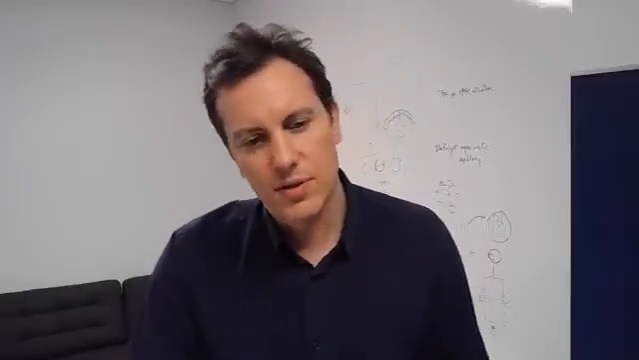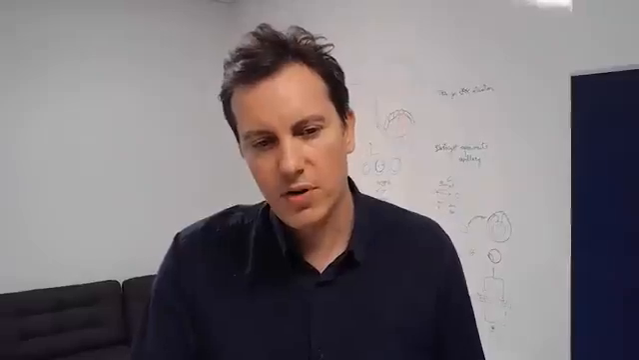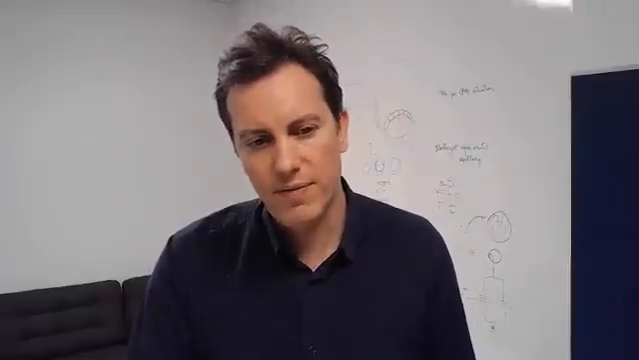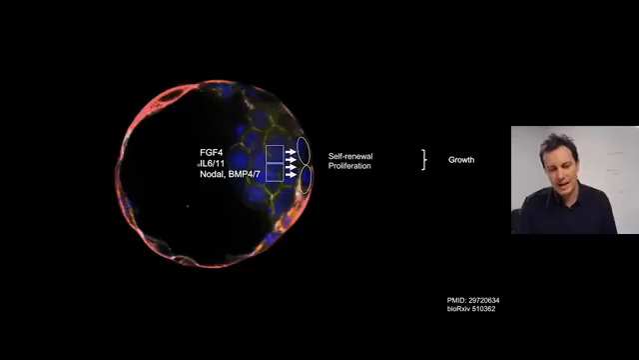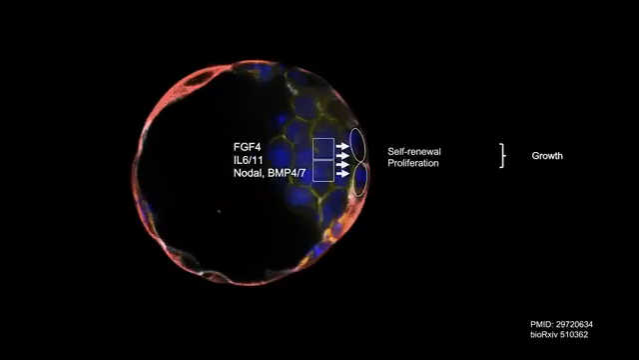And this proliferation and self-renewal is mostly regulated by FGF4, IL-6, and IL-11, according to our experiments. By regulating those pathways, you are regulating self-renewal and proliferation. You can allow for the placenta to grow on that side. And so this is the first function.